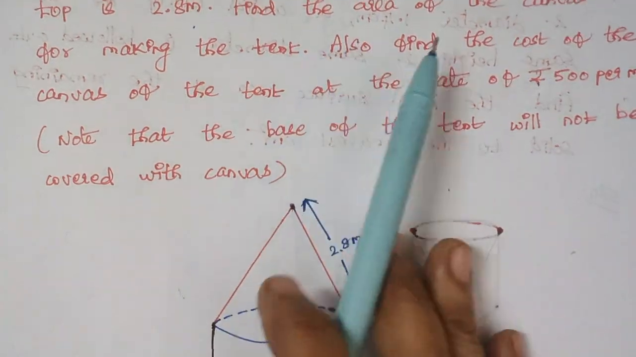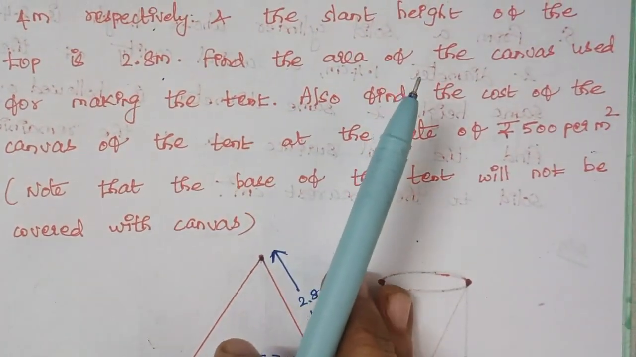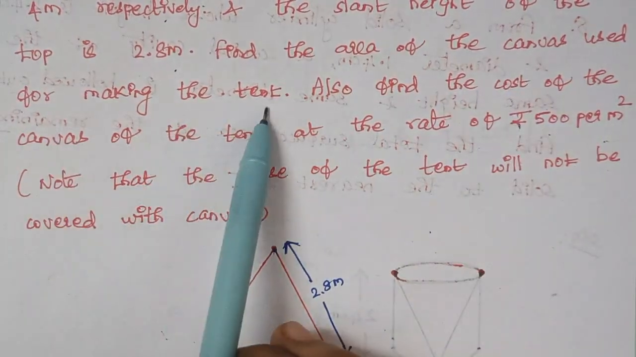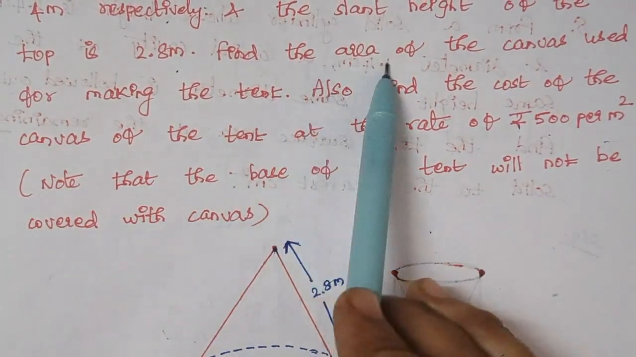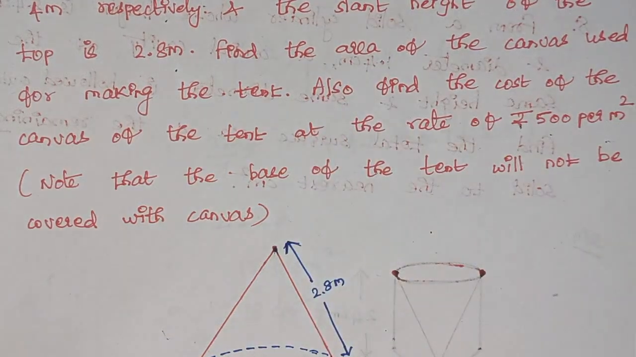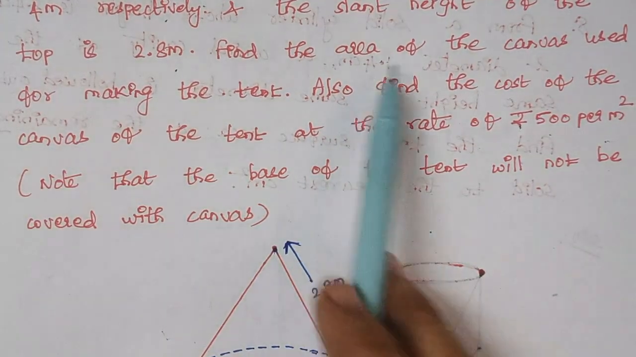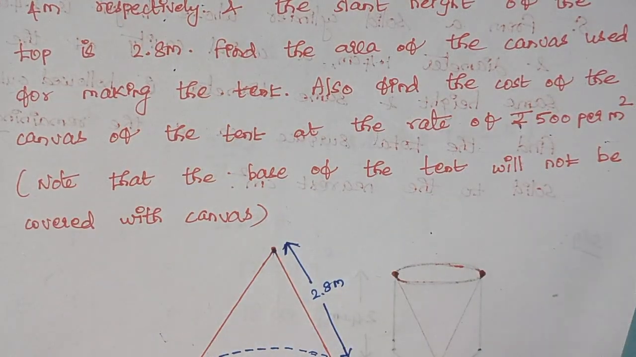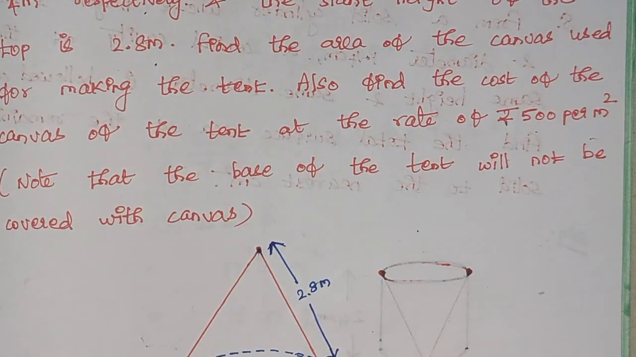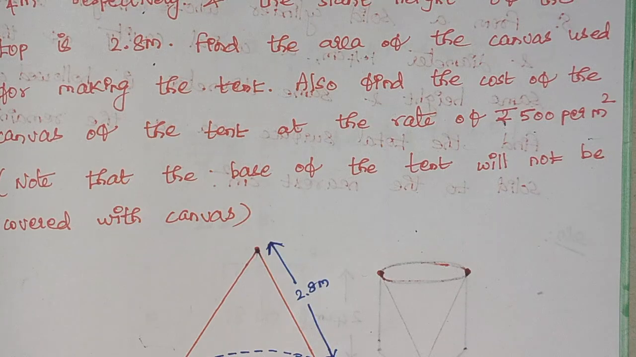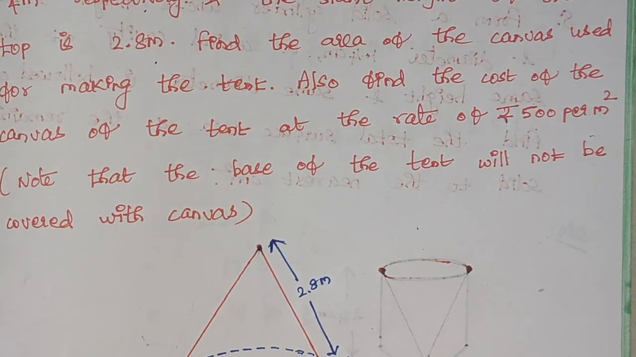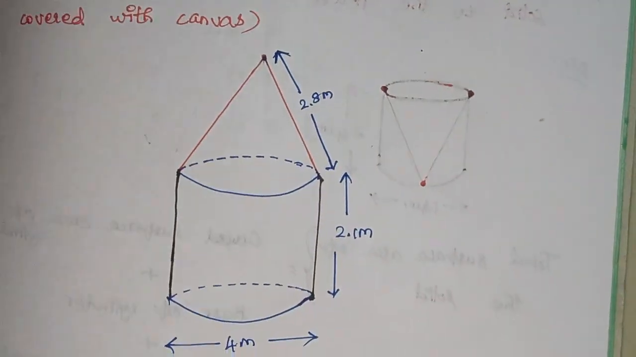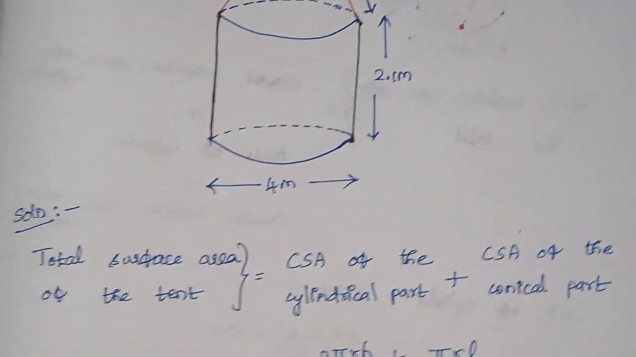So find the area of the canvas used for making the tent, right? We have to calculate the area. Then, once we calculate the area, we can calculate the amount required for the canvas. Since we are using the canvas, what do we need to calculate? We have to calculate the total surface area of the tent.